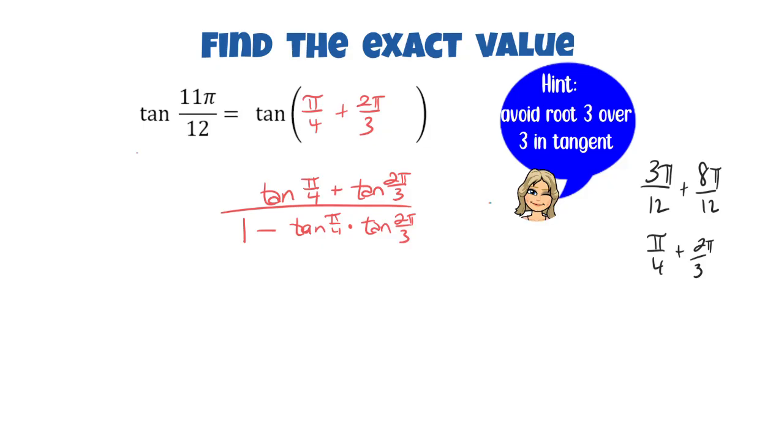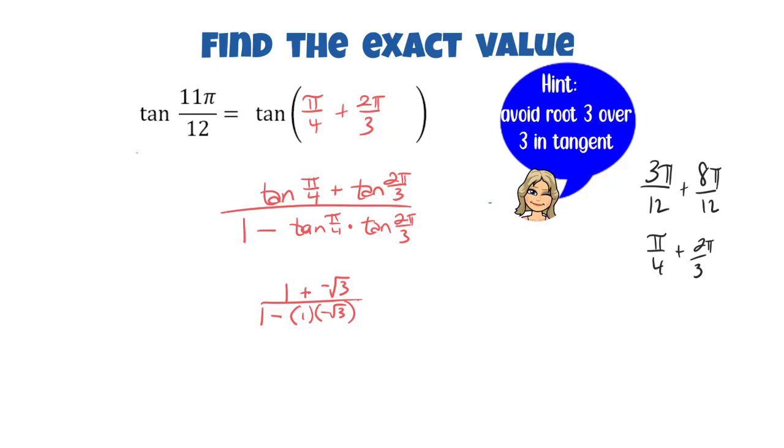All right, so tangent of pi over 4 is 1, plus tangent at 2 pi over 3 is a negative root 3. In the denominator, I have a 1 minus, and it's those exact two numbers I just wrote multiplied together. So I don't rethink it all. It's just going to be a 1 times a negative root 3. I should have mentioned to write small here.